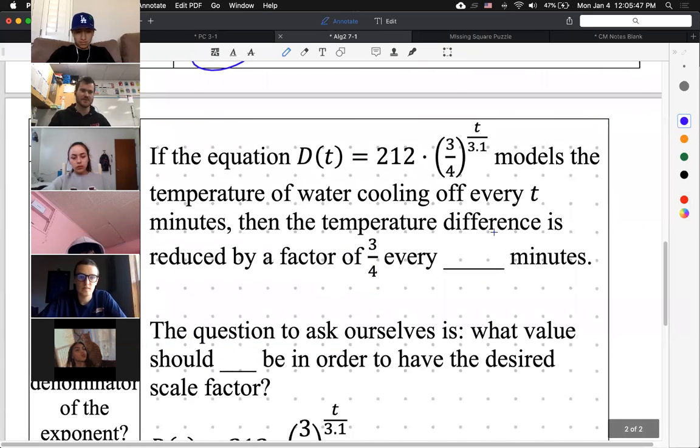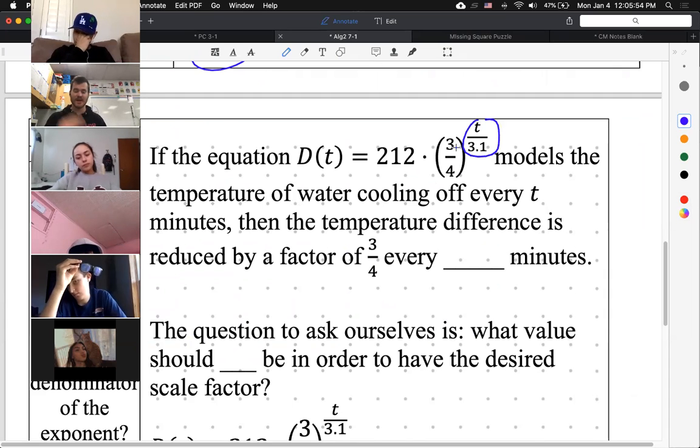Interpreting time. These can be difficult. So I have a new equation for you guys: 212 times blah, blah, blah. There it is. Ooh, there's a fraction in that exponent, as Charles was kind of pointing out before. That models the temperature of water cooling off every T minutes. Then the temperature difference is reduced by a factor of 3/4.